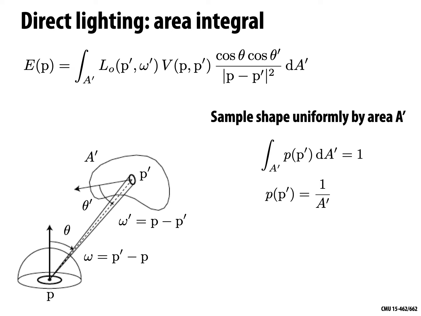So now if we want to do this estimate, we uniformly sample points on the area light source. Okay, how do we do that? Maybe by rejection sampling again. We draw a box around the 2D light source. We pick uniform samples in the box. We throw out ones that don't land in the light source region. Okay, so we uniformly sample by area.